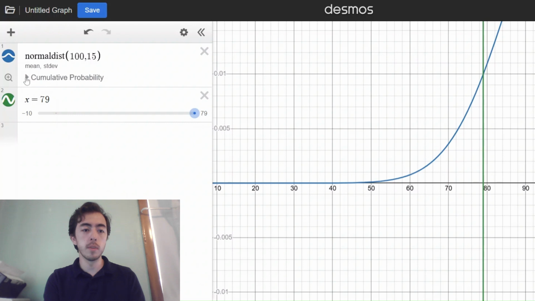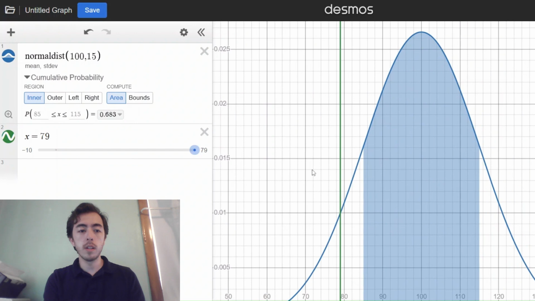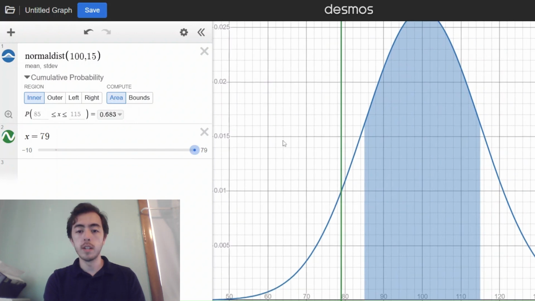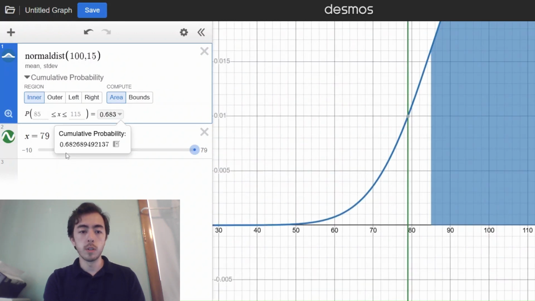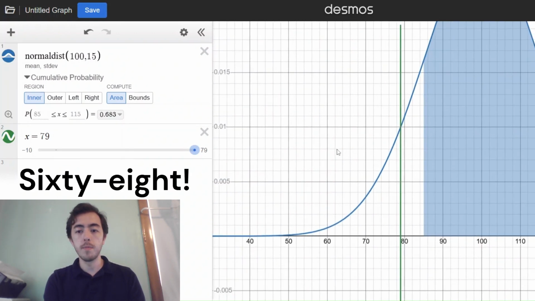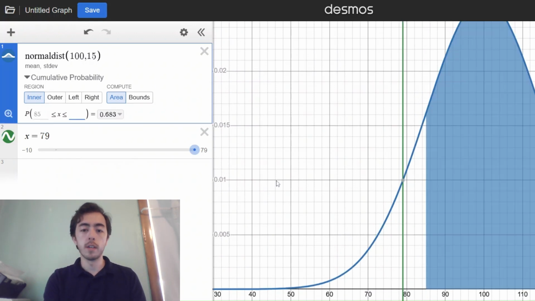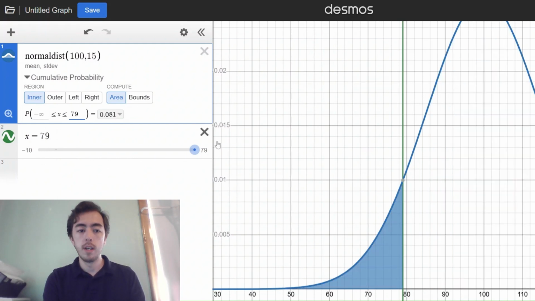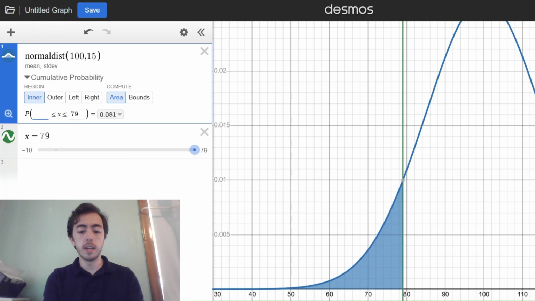So if we click on this cumulative probability tab or down arrow, we can see that currently it's set from 85 to 115. And so it's highlighting this area for us. And it looks like this is equal to roughly 86.3%. So we could adjust these bounds to figure out what our cumulative probability is of being at or below 79. And this does go to negative infinity, which I guess is what we wanted. You could even put a 0 right here, and it didn't really change our answer.